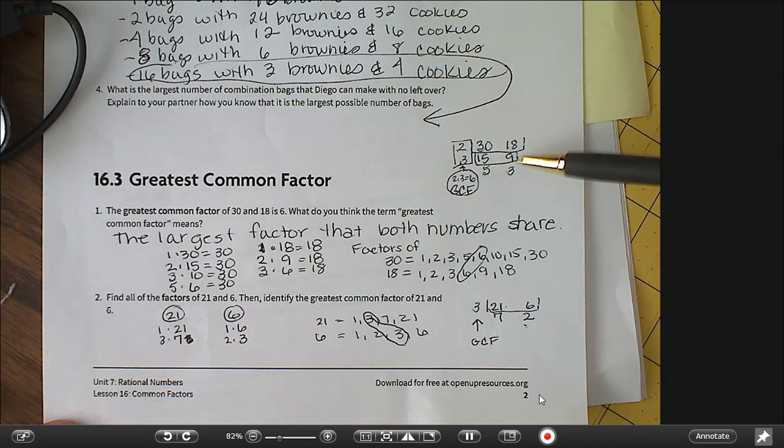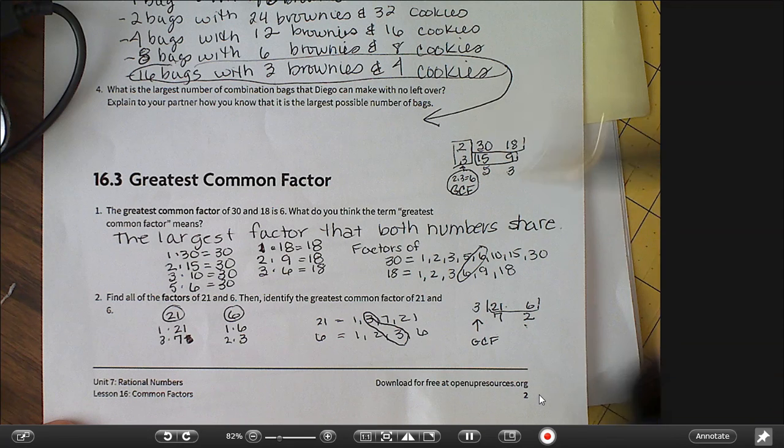18 divided by 2 is 9. Now neither 9 nor 15 are divisible by 2, so I'm going to use 3. 15 divided by 3 is 5, and 9 divided by 3 is 3. And I can't go on anymore because these are prime numbers. So we have 5 and 3, they're only divisible by 1.